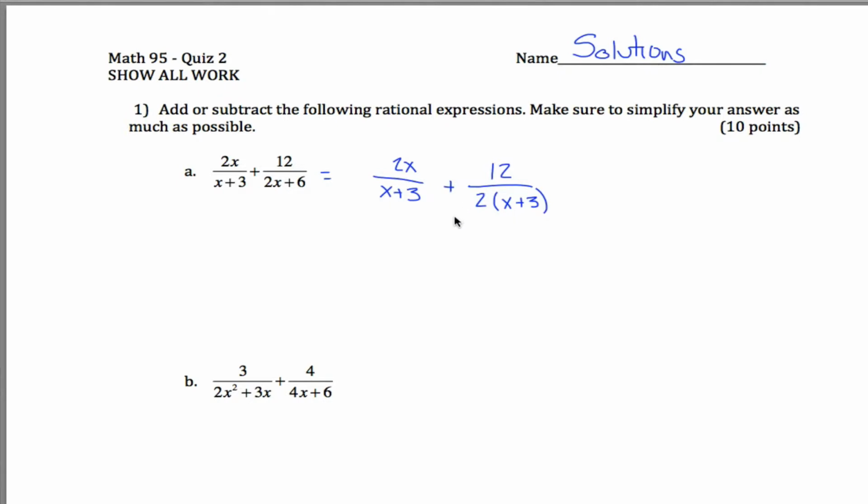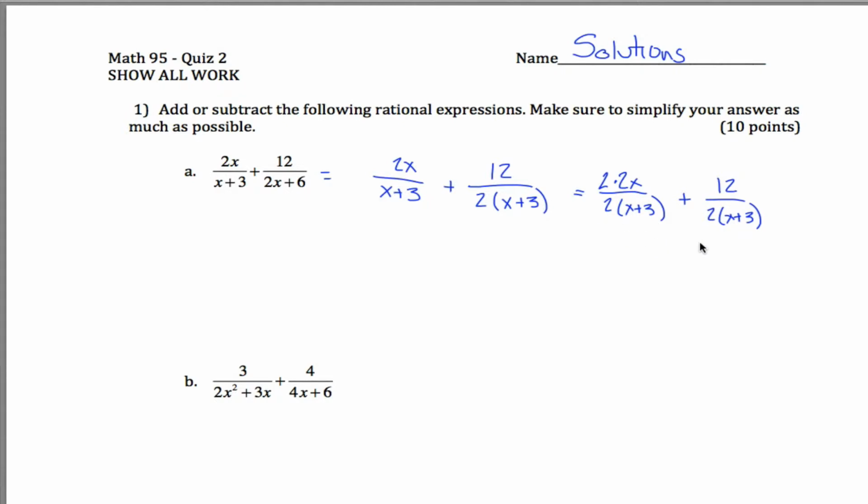I'm going to say the least common denominator would be 2 times x plus 3, because this has an x plus 3 and this has an x plus 3. This has a 2, this one just needs a 2. So what I'm saying is let's take this thing on the left and multiply it by 2 over 2. That'll give me 2 times 2x divided by 2 times x plus 3, plus 12 over 2 times x plus 3.